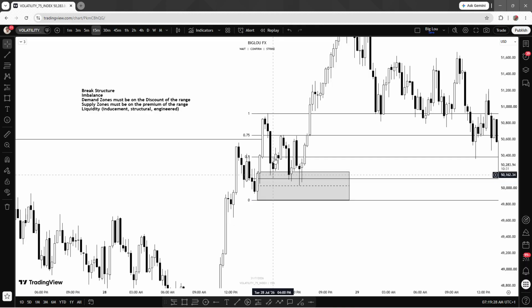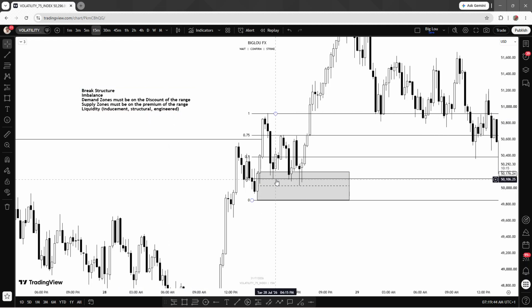So we have it, and it has liquidity, which of course I'm going to show you. What it did is that it broke, came back, and engineered liquidity. This is an engineered liquidity. Remember, I said you must understand what is an inducement liquidity, a structural liquidity, and an engineered liquidity.